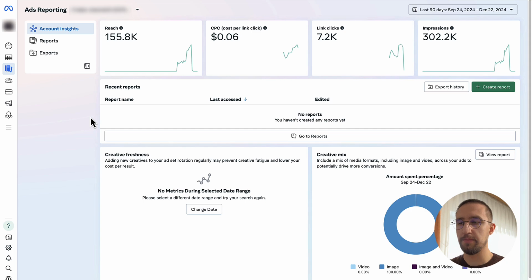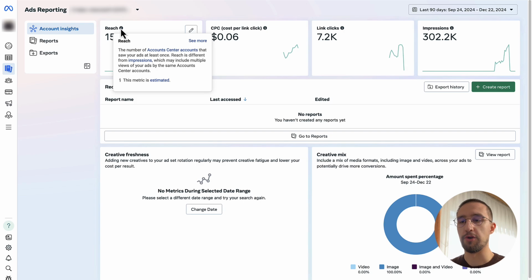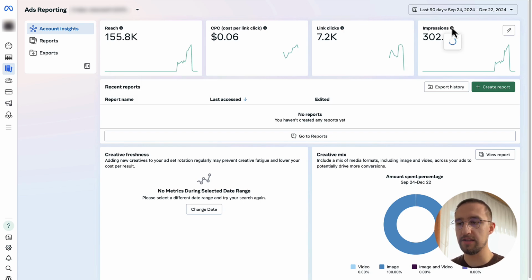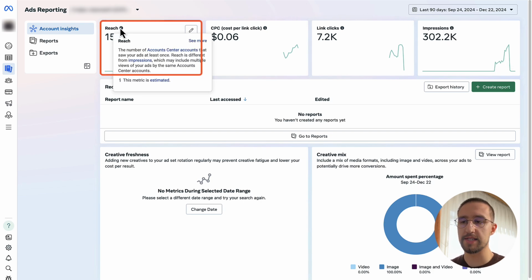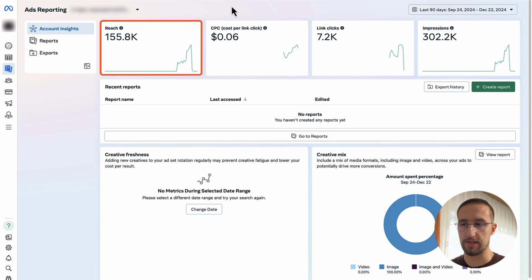So if we take a look at my ad manager dashboard on Facebook, with $400, I had around 300,000 impressions. Impressions are the number of times that the ad was shown to the users, regardless of whether it's clicked or if the same person has seen it multiple times. However, the reach was basically half of the impressions, around 150,000.